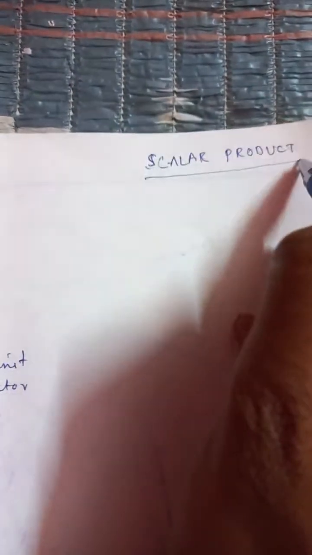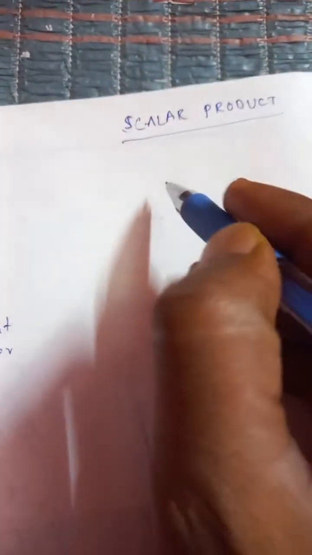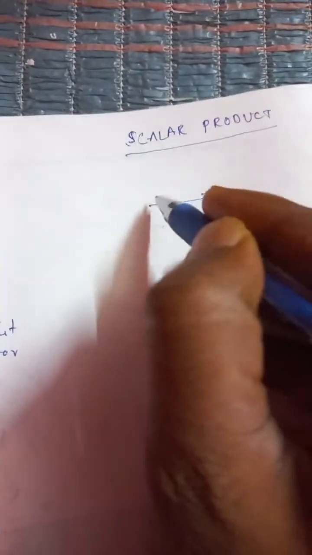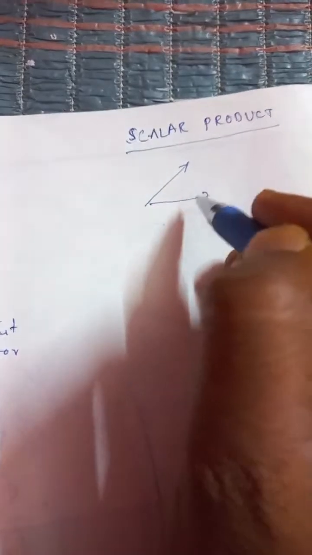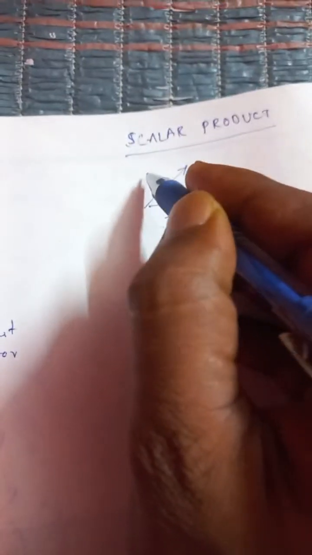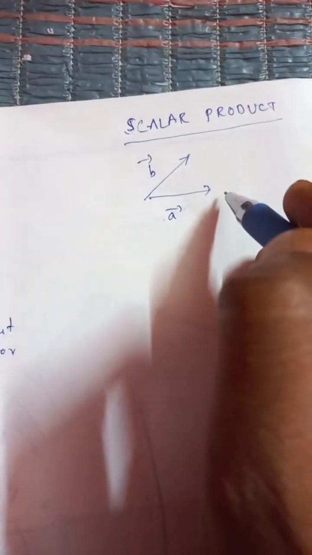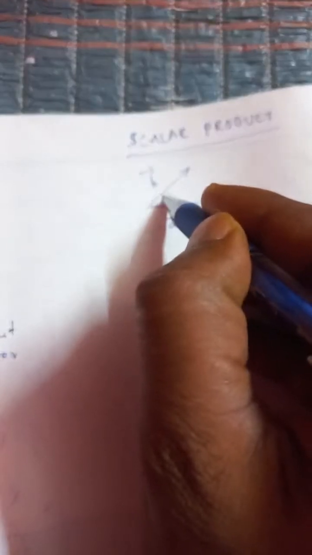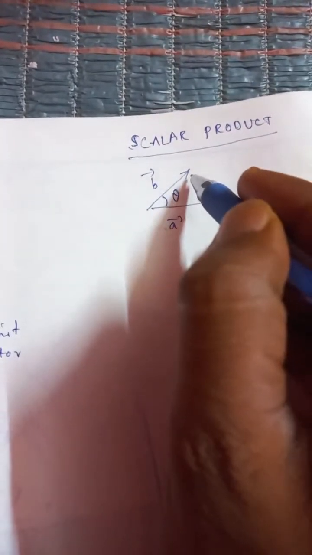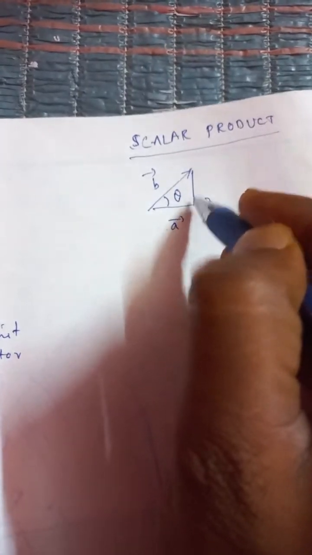Students, this is the scalar product. If we take two vectors A and B, with the angle theta applied between them, and we take a perpendicular on vector A from vector B.